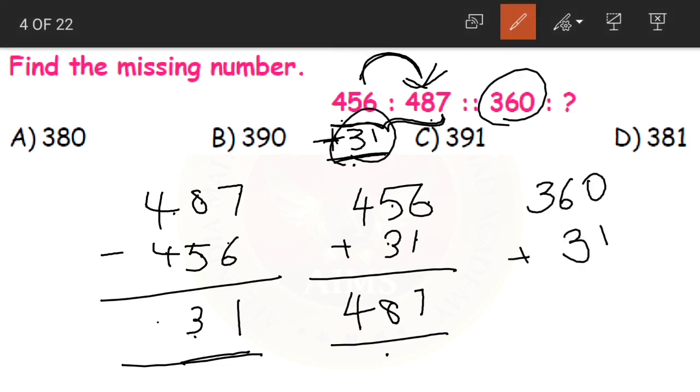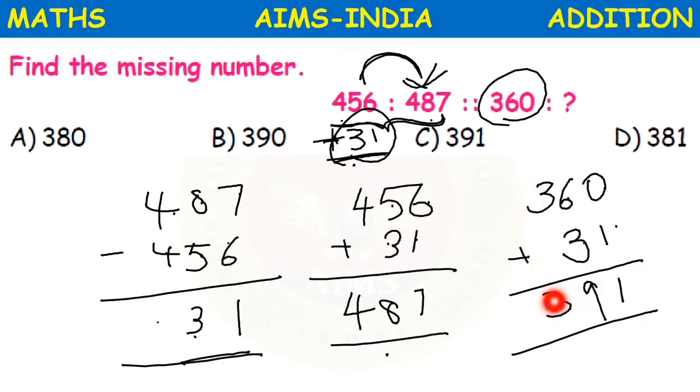360 plus 31 becomes what? 0 plus 1 is 1. 6 plus 3 is 9. 3 plus 3 will be written as 3 only. So 360 plus 31 becomes 391. Both the numbers are related in the same way. What relation do these two numbers have? The same relation exists between these two numbers also. So here we needed to add 31 to get the next number. So we are doing the same with 360 also. We added 31.